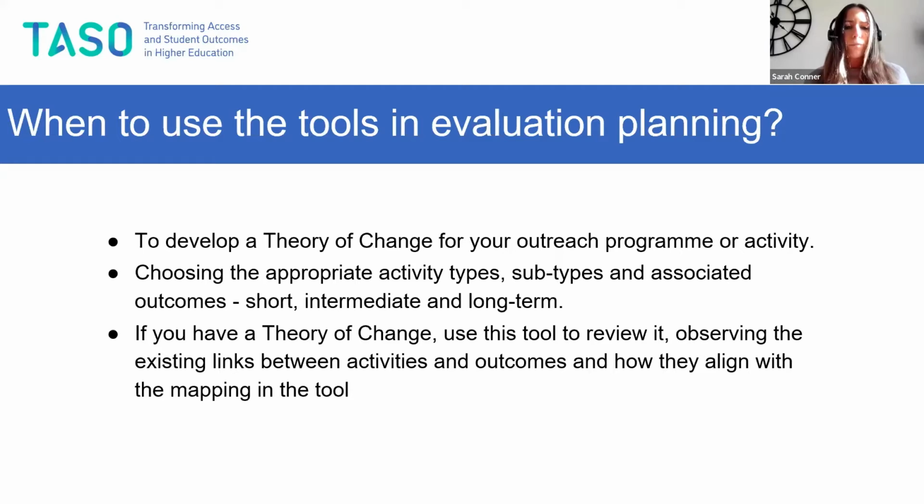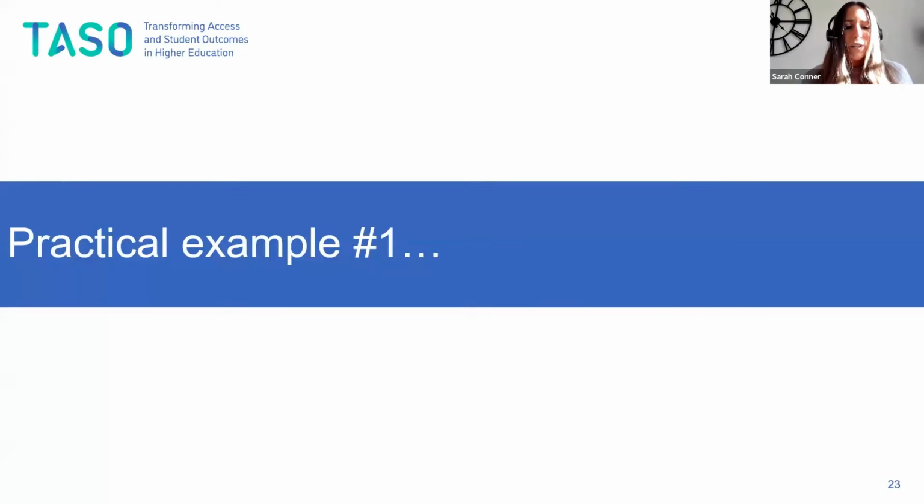of evaluation. But it's worth noting, if you already have a theory of change, it will still be useful to use this tool to review what you've included in your theory of change and really interrogate those causal pathways, so the links between activities and outcomes and how they align with our mapping that we've done. So to make this even clearer in your mind, I'm going to hand over to Nicolette, who's going to go through a practical example of how this tool is used within a theory of change.